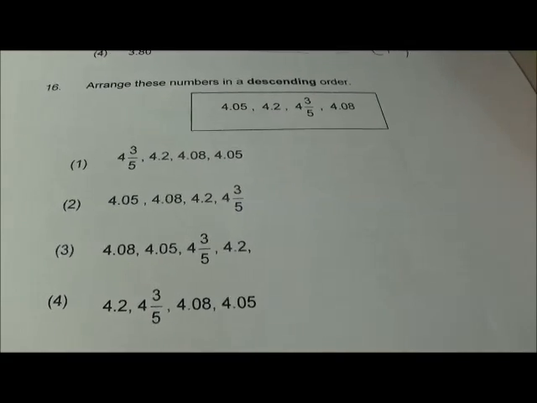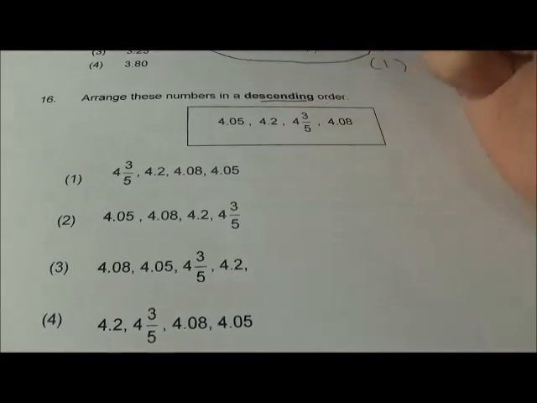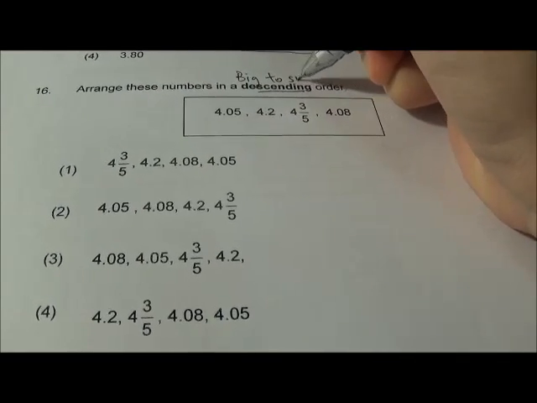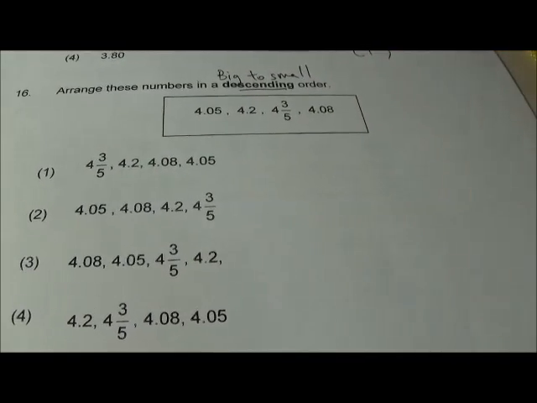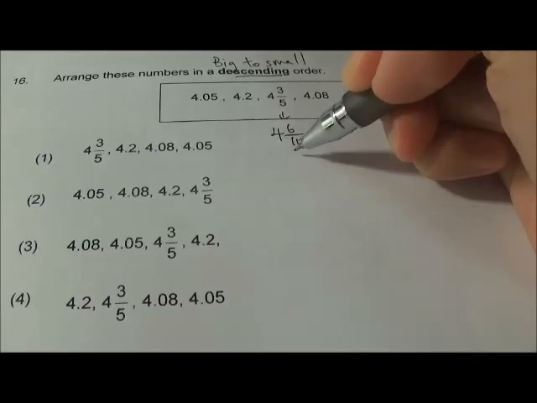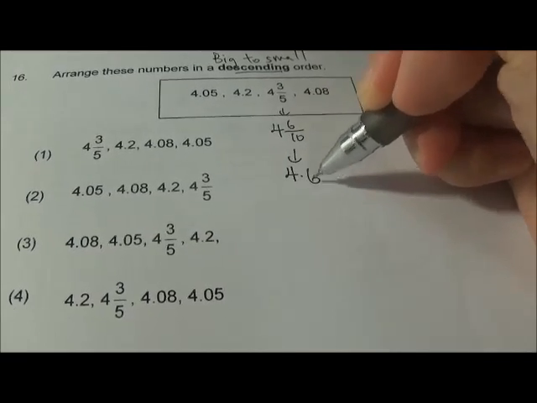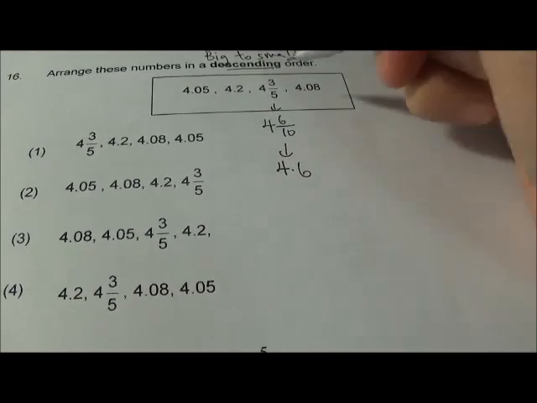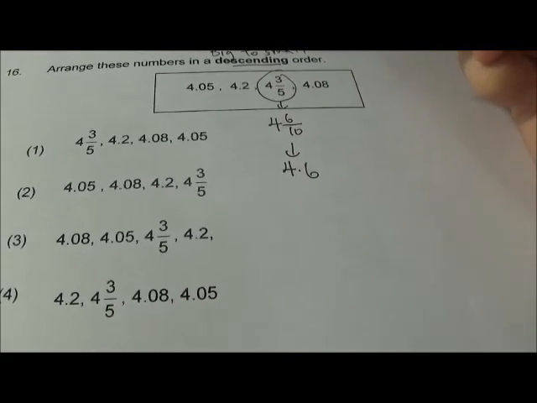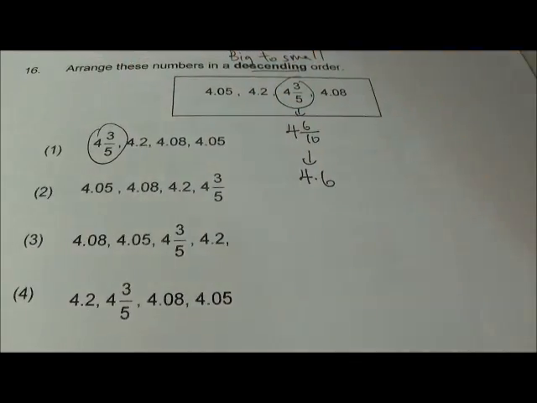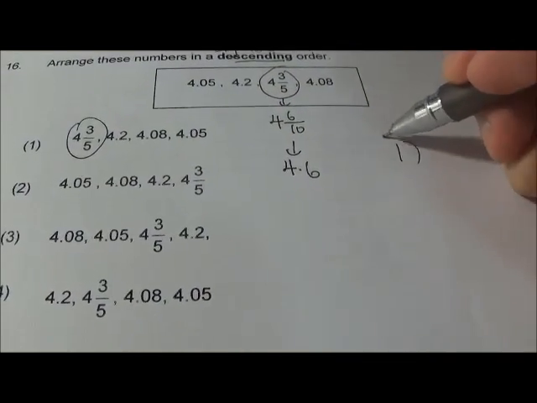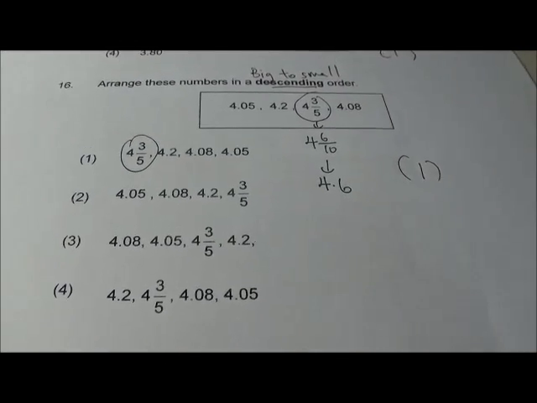Question 16, arrange the numbers in descending order. Descending order means from big to small. Okay, so we take a look. 4 and 3 over 5 is the same as 4 and 6 over 10. It's the same as 4.6. So from the biggest to the smallest, 4 and 3 over 5 must start first. You look at the 4 options, only the first one has 4 and 3 over 5 as the first. So question 16, your answer must be 1.